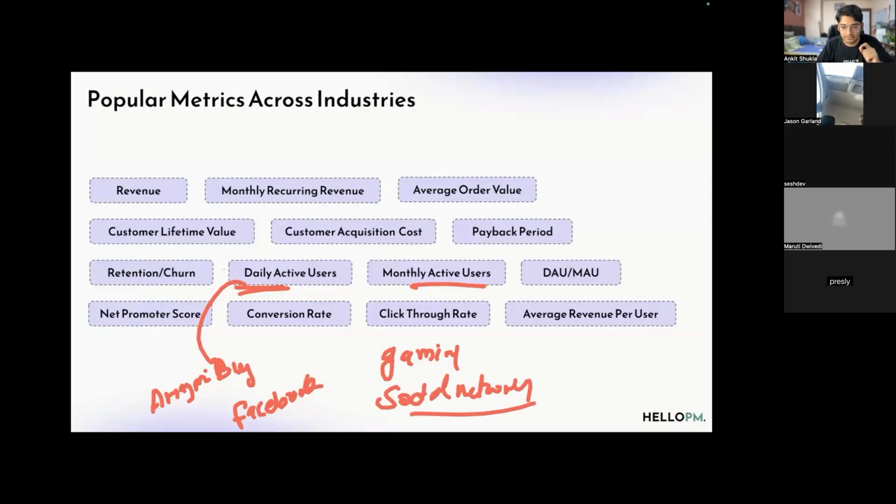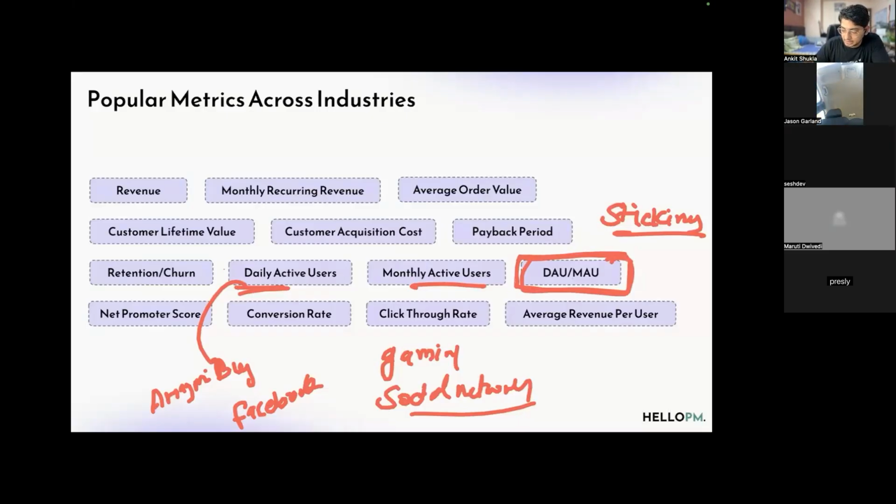Okay, now DAU and MAU. DAU divided by MAU. This reflects the stickiness of your platform, which is if 100 people are active every month on your platform, how many of them are actually coming every day? This shows the stickiness of the platform. Do people use it once or do they use it frequently? So this is DAU versus MAU. Very important for gaming and social network companies.